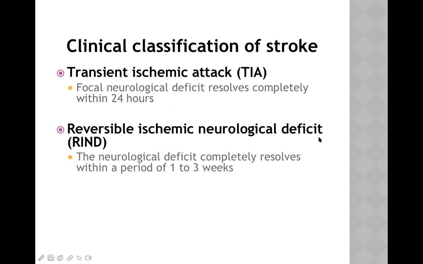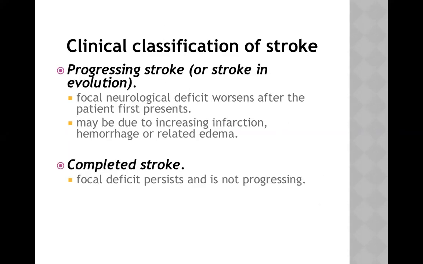Reversible ischemic neurological deficit is the second one, also known as RIND. In this condition, the neurological deficit completely resolves within a period of 1 to 3 weeks. Okay, this is the second variety. Now, the third one would be stroke in evolution or progressive stroke. What happens in this case? There is a focal neurological deficit which worsens after the patient first presents. It will become worse and worse over a period of time. This may be due to increasing amount of infarction inside the brain, hemorrhage, or related edema inside the brain. So this is called stroke in evolution.